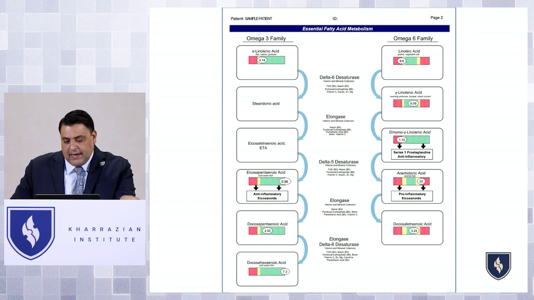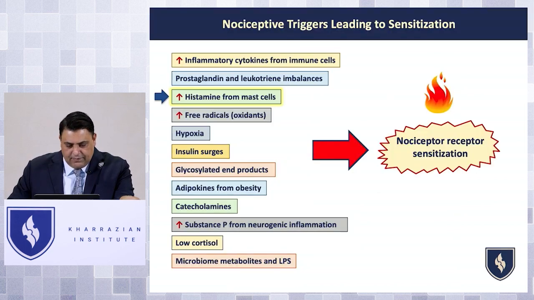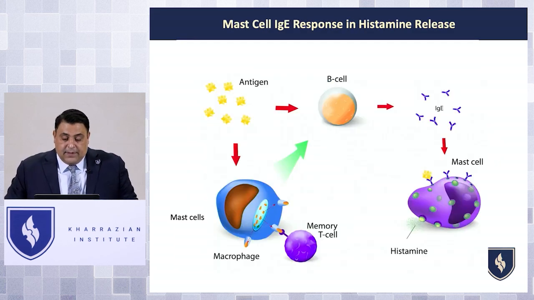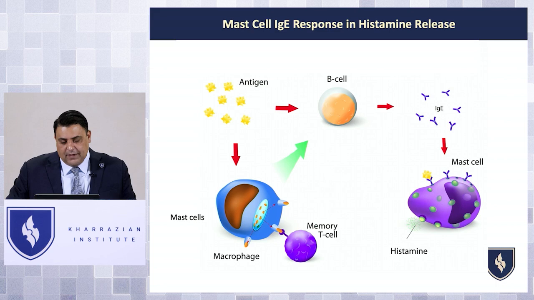So as you evaluate pain, in addition to looking at inflammatory cytokine mechanism and inflammation, look at their fat intake and look at their prostaglandin balance. So the next amplifier of pain is histamine. Histamine is released by mast cells, and histamine is an excitatory neurotransmitter that directly activates nociceptors, pain fibers.